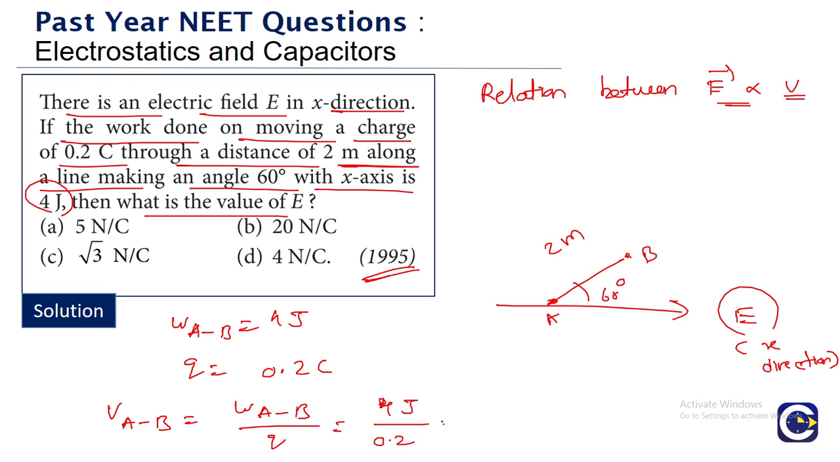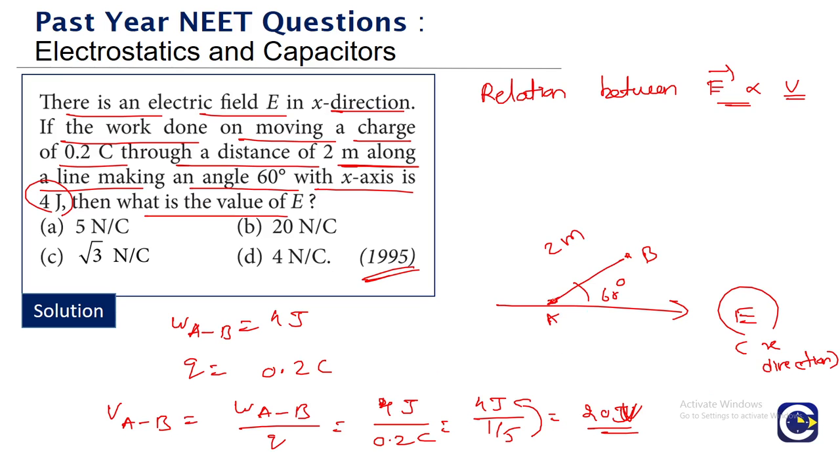4 joules divided by 0.2 means 4 joule divided by 0.2 means what? We can write 1 by 5. So totally what is the work done? I mean, the potential is what? 20 volt. So charge is in coulombs, so joule per coulomb is what? Volt. So the potential difference between A and B is what? 20 volt.